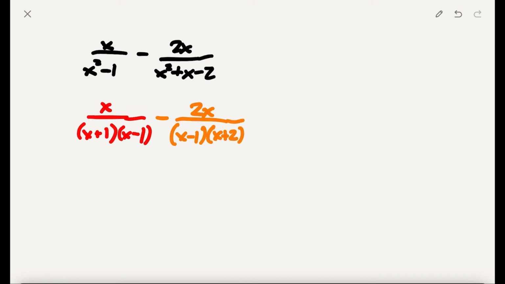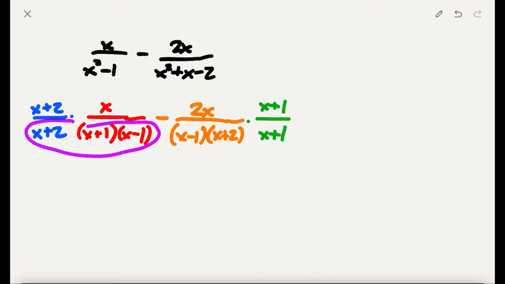Okay. Now, if you notice, the common denominator that we can use here, the one that's missing over here, is the x plus 1. So I'm going to multiply this by x plus 1 over x plus 1. And then on the left side, it would be missing an x plus 2. So I'm going to multiply it by x plus 2 over x plus 2. And if you notice now, the denominators are the same because they have the same three factors. So what I'm going to do is distribute out these numerators and then combine them.